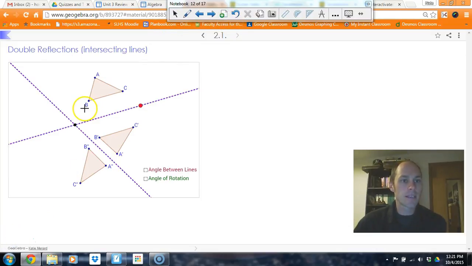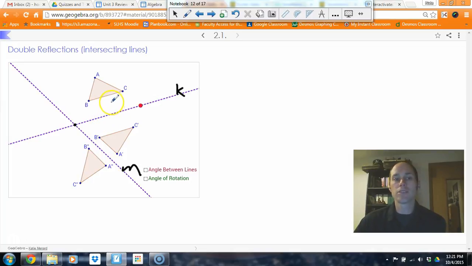So now we're taking a look at another double reflection. This time we have intersecting lines. Before we had parallel lines. So we have triangle ABC being reflected across this line here. Let's call it K. And we see its reflection maps with A prime, B prime, and C prime. And then that's reflected across line M to get A double prime, B double prime, and C double prime.